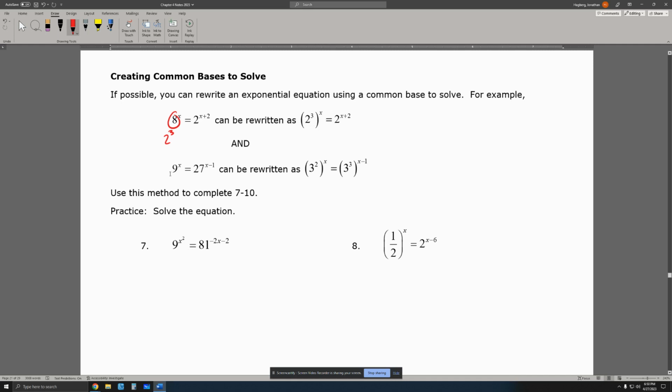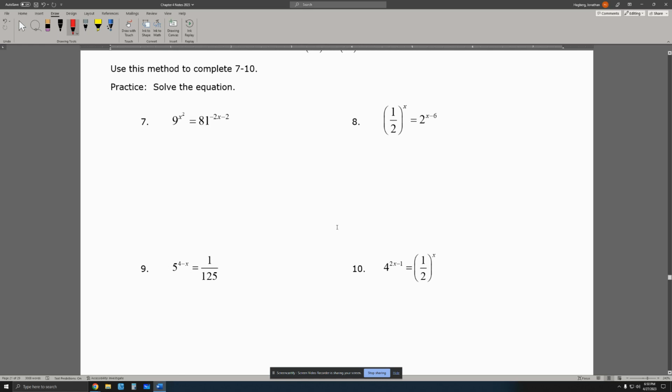In the same way, both 9 and 27 are powers of 3, where 9 is a perfect square and 27 is a perfect cube of 3. So we can write both of these in terms of an exponential base of 3. And then again, we've got our power rule, so we can multiply those powers and then set them equal to one another. Let's use this method to solve the rest of these.